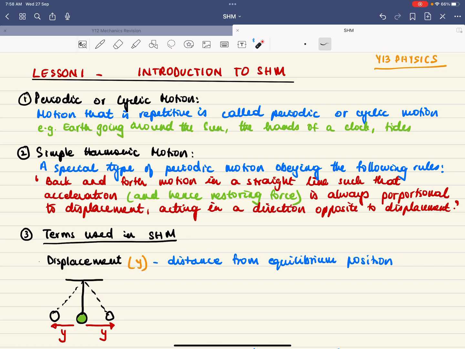It's a back and forth motion in a straight line such that acceleration, and hence the restoring force, is always proportional to displacement, acting in a direction opposite to displacement. It's very important when you define simple harmonic motion that you don't just say it's back and forth. You need to refer to acceleration or restoring force, and say that it is proportional to displacement and that it acts in a direction opposite to displacement.